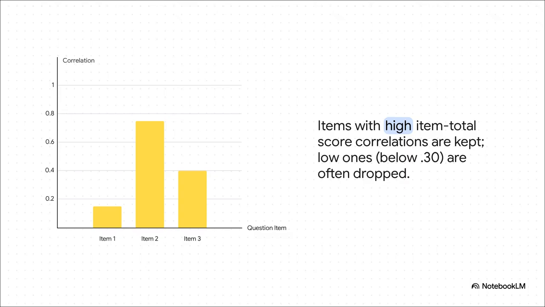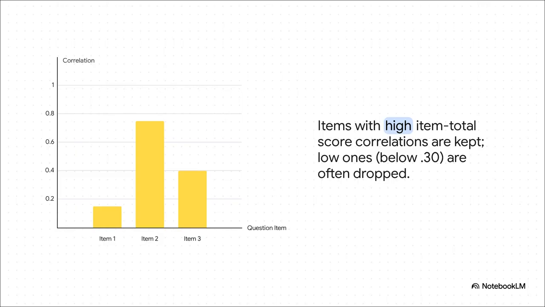Think of it like you're building a sports team. You want players, or in this case questions, that actually help the team's overall score. A question with a high correlation, like item 2 here, that's your star player. It does a fantastic job of telling the difference between people who score high and low overall. But a question with a low correlation, like item 1, it's just not pulling its weight, and it gets dropped from the team.